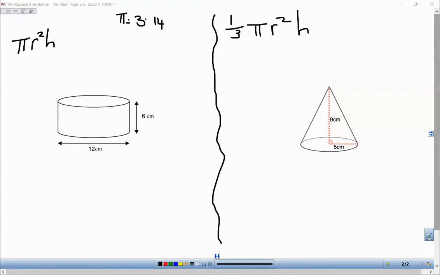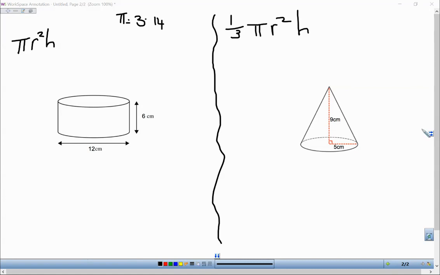Hi, and welcome to this short video on possible exam type questions you may meet in your upcoming exam. Here we're going to look at the volume of cylinders and the volume of cones. Certainly both have appeared in recent exams.